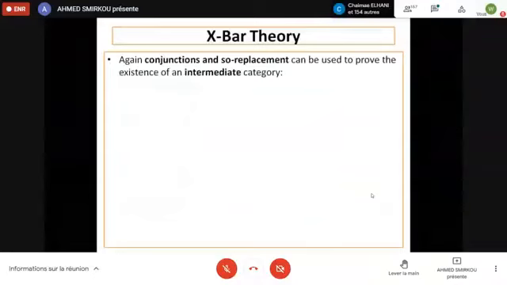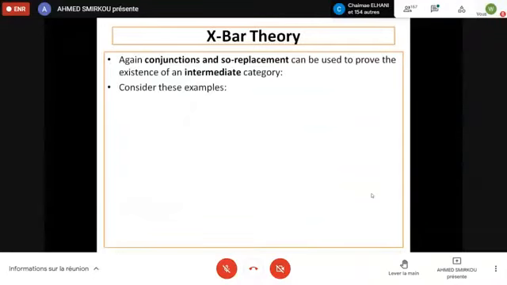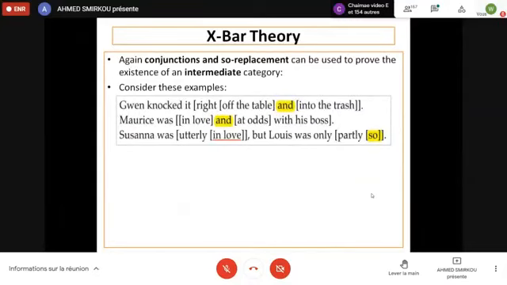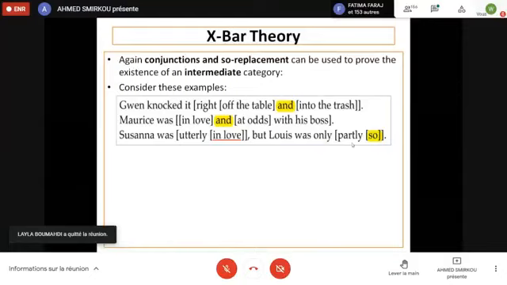Conjunctions. Again, conjunctions and "so" replacements can be used to prove the existence of an intermediate category. Now, this is an example with preposition phrases. We can also find conjunctions with preposition phrases and "so" replacement with preposition phrases. For example, "We knocked it right off the table and into the trash." So again, we follow the rule of the conjunction: P bar, conjunction, P bar. We solve the problem.